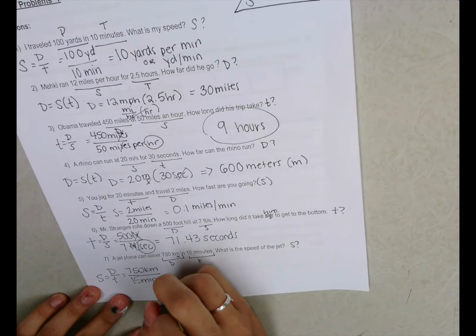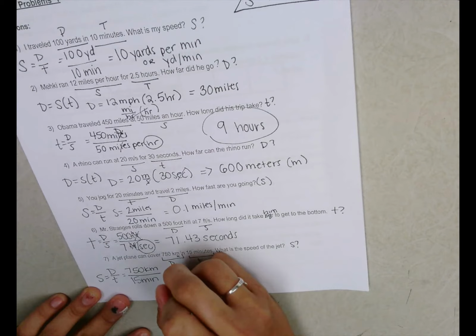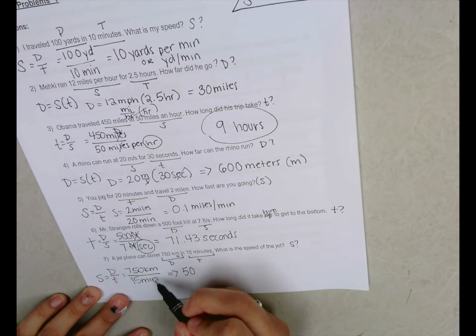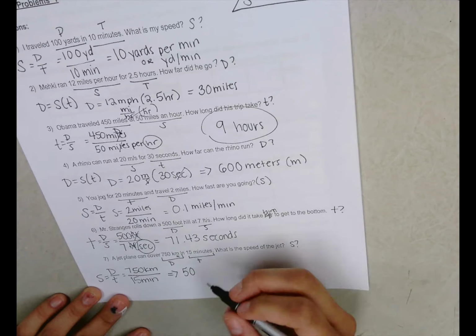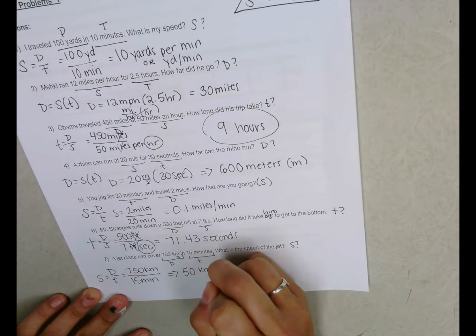So what we will do then, 750 divided by 15, you're going to get 50. Can kilometers and minutes cancel out? Nope, we've got distance and time. You can't cancel out two different units. So it would be 50 kilometers per minute.